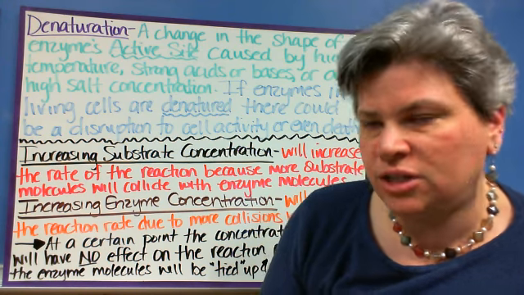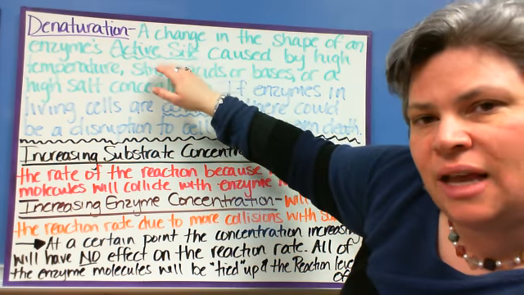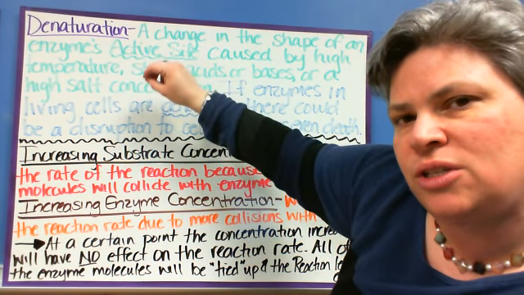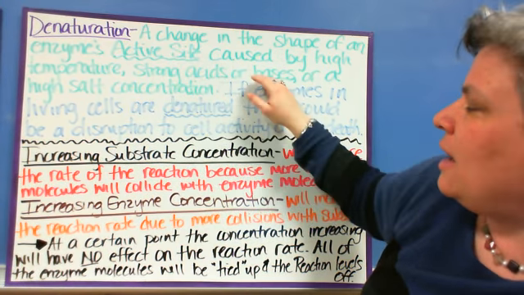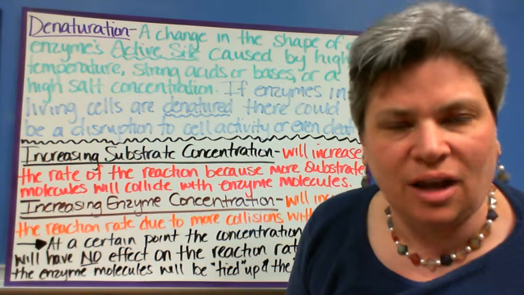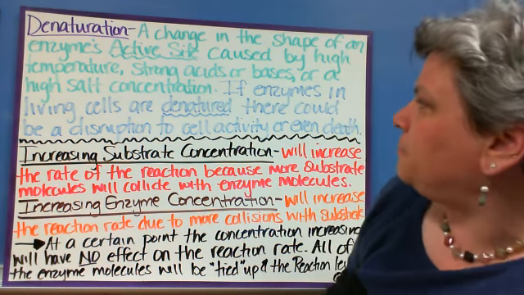So what does the definition tell us? A change in the shape of the enzyme's active site. Remember, that's the part that's doing the job. Caused by a high temperature, strong acid or base, or a high salt concentration. A high salt concentration could also change an enzyme.